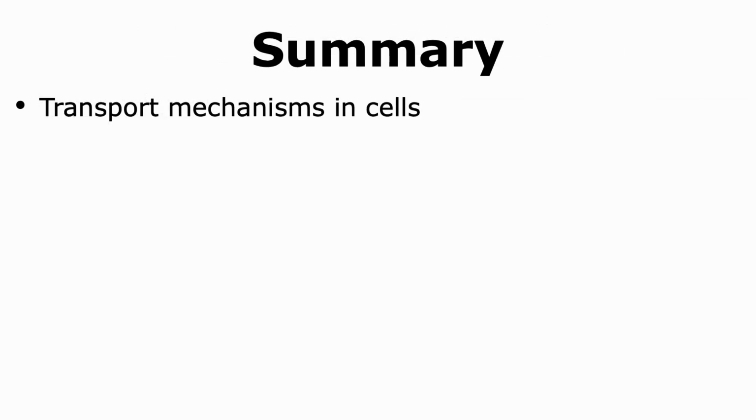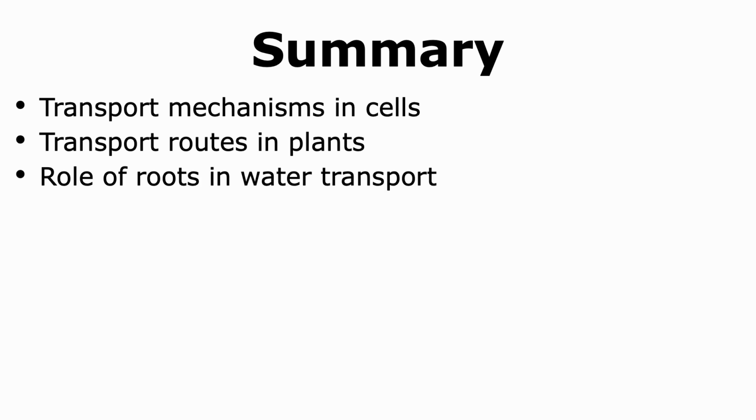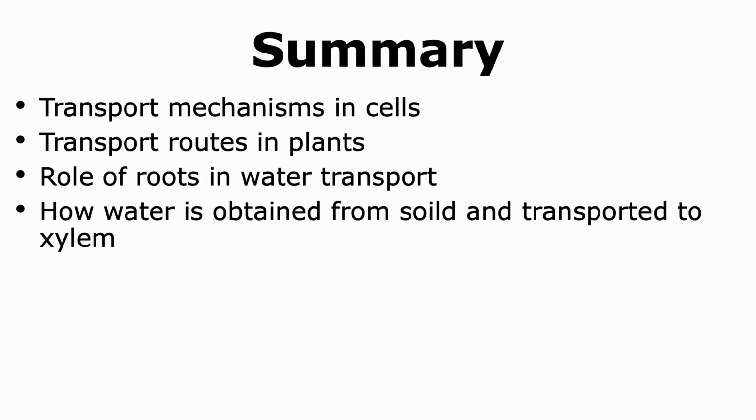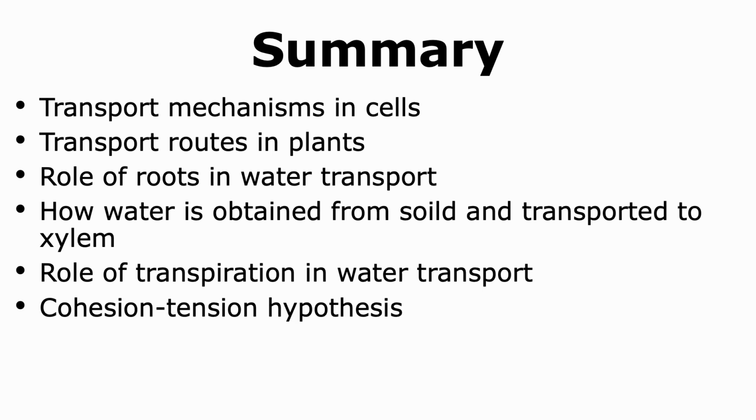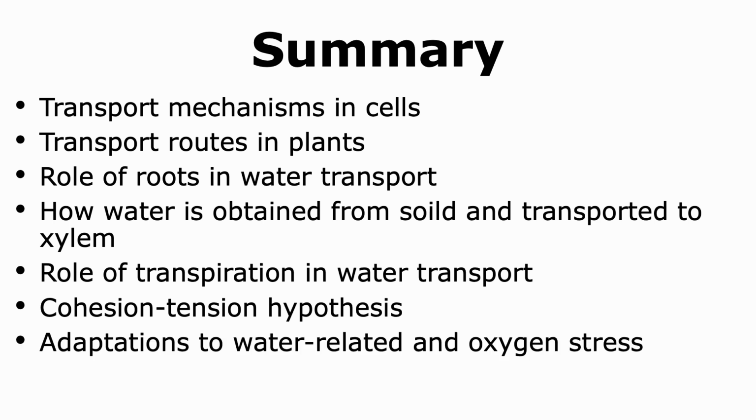With this, we come to the end of our talk, where we learned about different transport mechanisms observed in cells as well as transport routes that are observed in plants. We learned about the role of roots in water transport as well as how water is obtained from soil and transported through the xylem. We learned about the role of transpiration in water transport and the cohesion-tension hypothesis that explains water transport through xylem. We finally learned about different adaptations that plants have evolved in relation to water or oxygen stress.